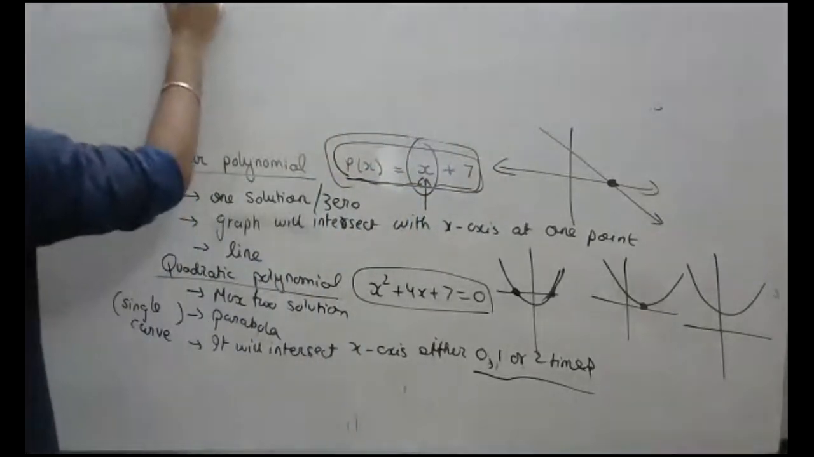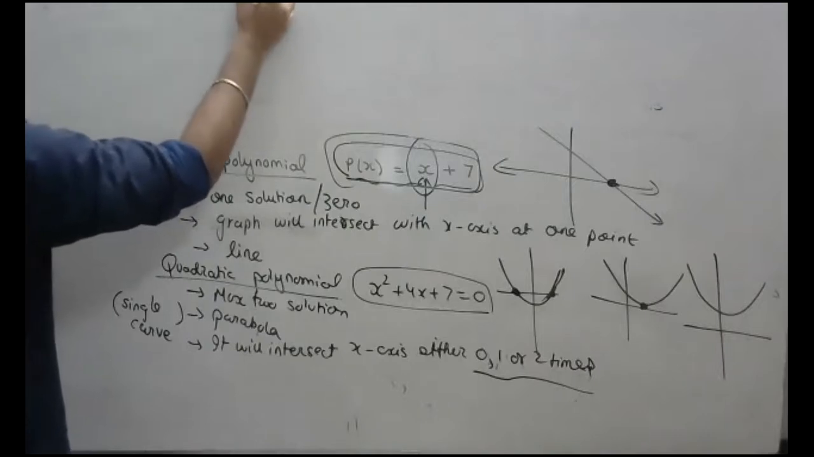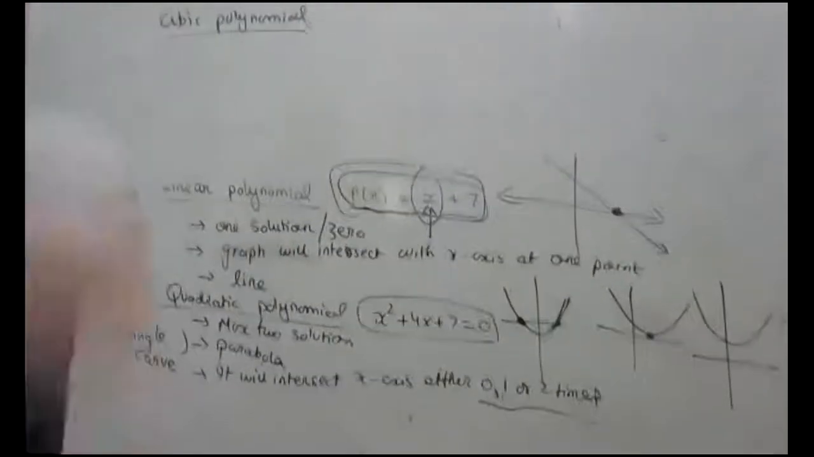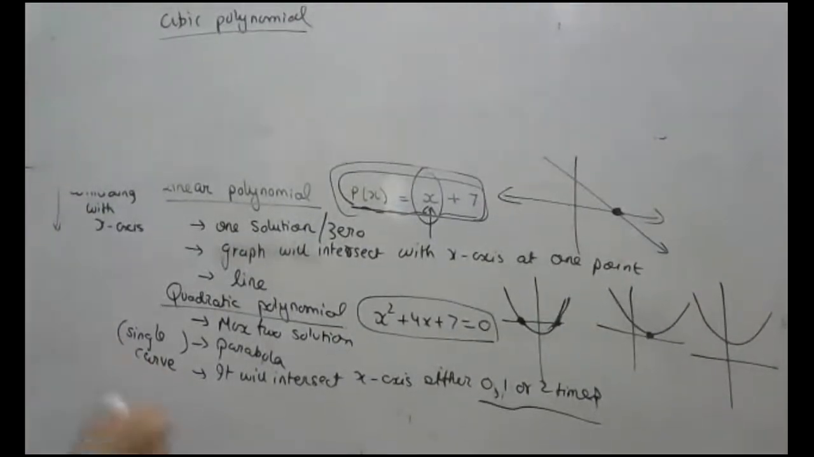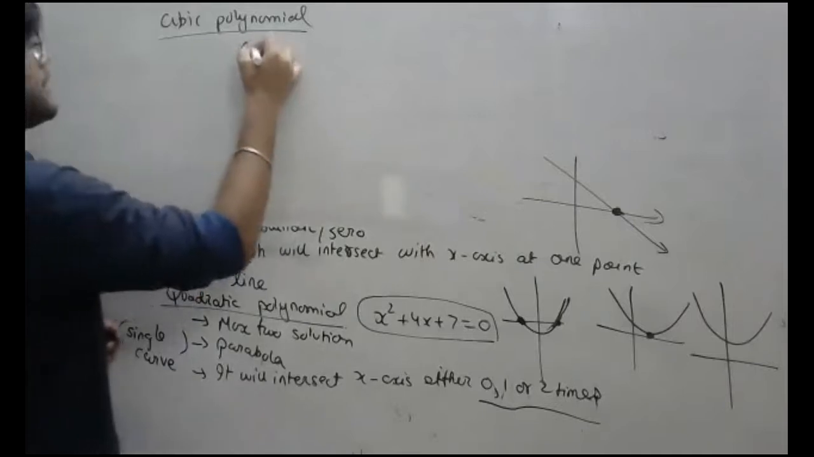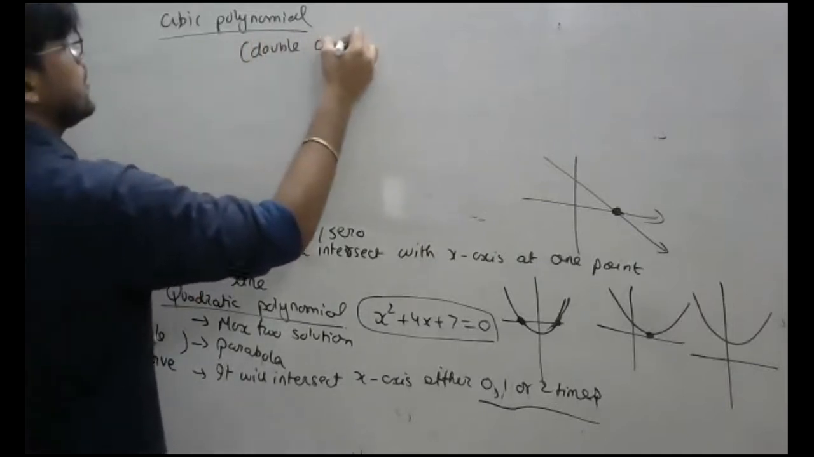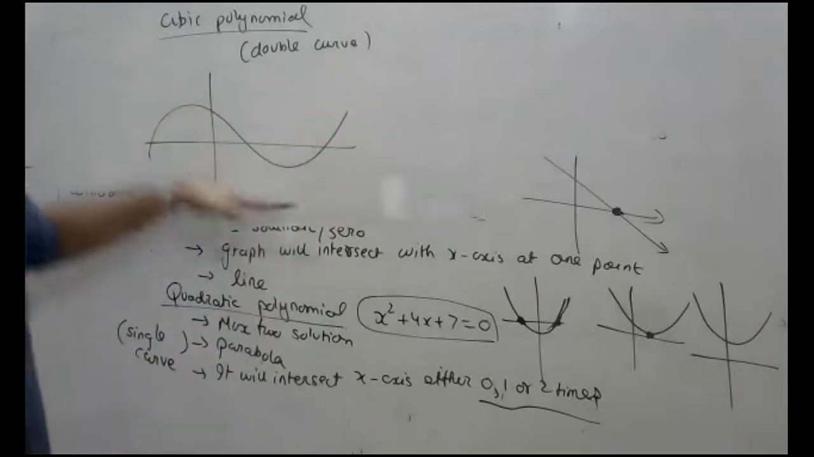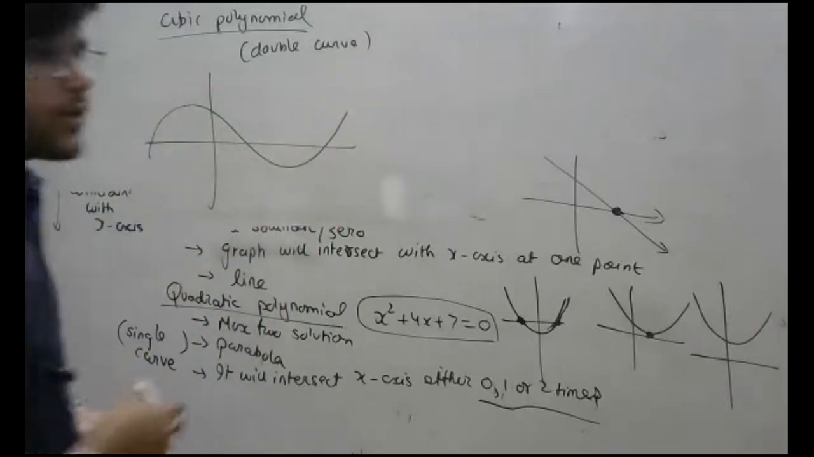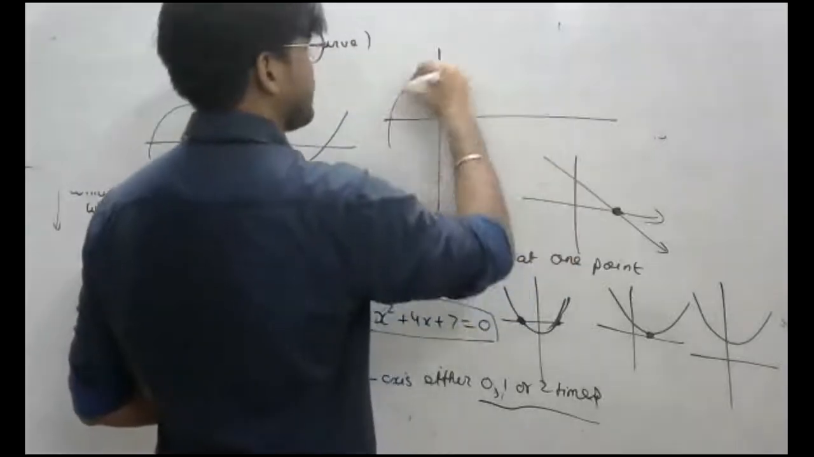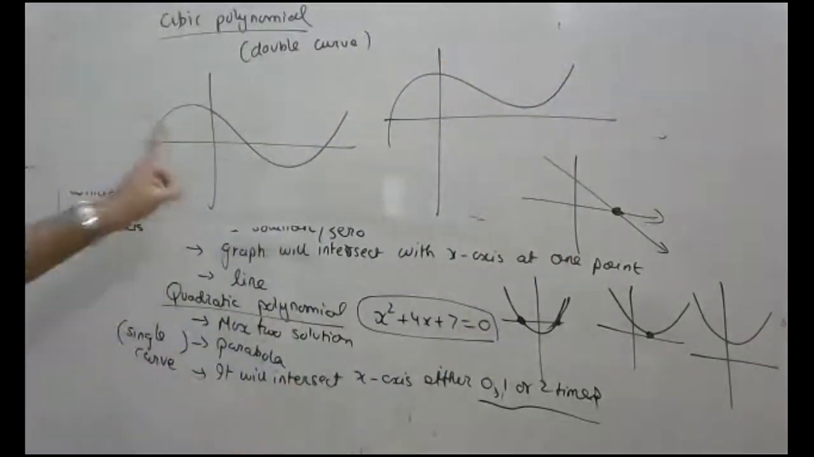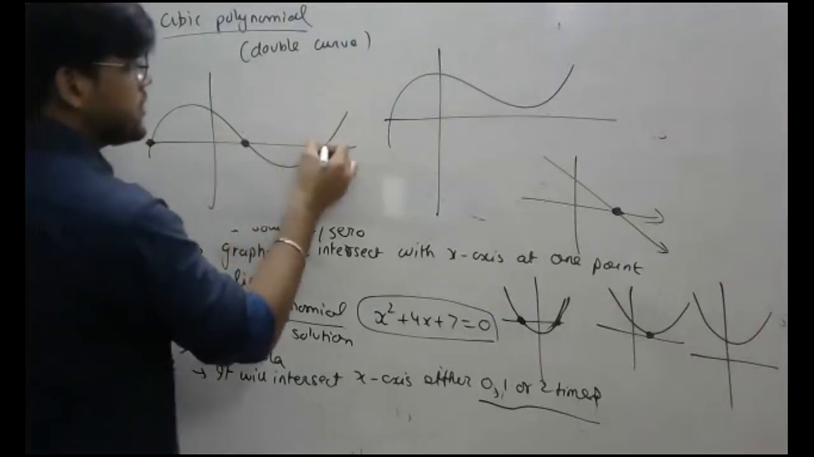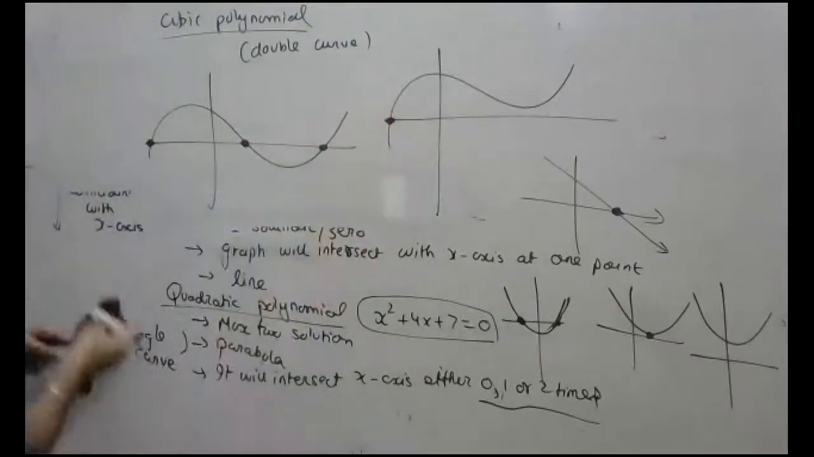Suppose we have a cubic polynomial. Maximum 3 solutions. The graph will have a double curve. The graph will look like this. It will curve 2 times, double parabola you will say. We may also have a graph like this. It also has a double curve, but here it is intersecting the x-axis 3 times. So we have 3 solutions. Here we have only 1 solution.